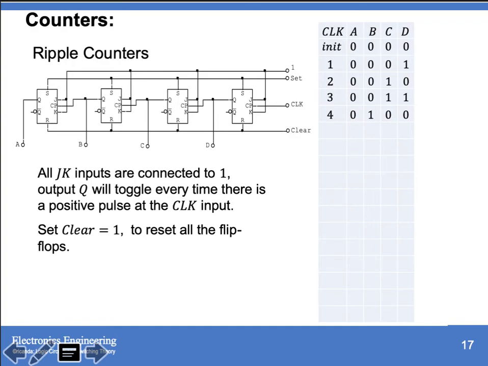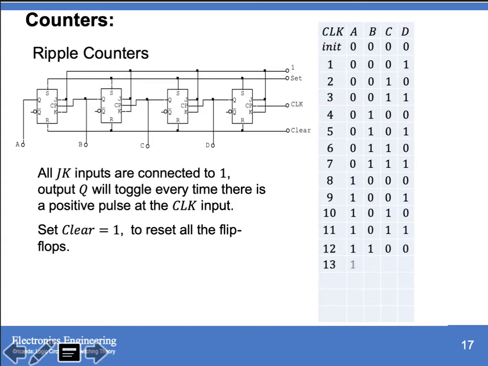So your C will toggle. From 1, it will become 0. And the output of your C before it toggles was 1, and that 1 is the input to the CP of your B. So therefore, B is now equivalent to 1 because it will toggle from 0 to 1. And that is the same as 5, 6, 7, 8, 9, 10, 11, 12, 13, 14, and 15.